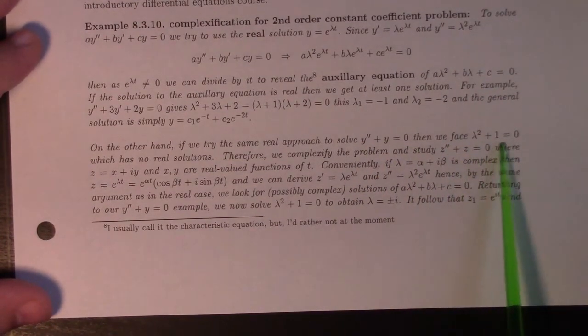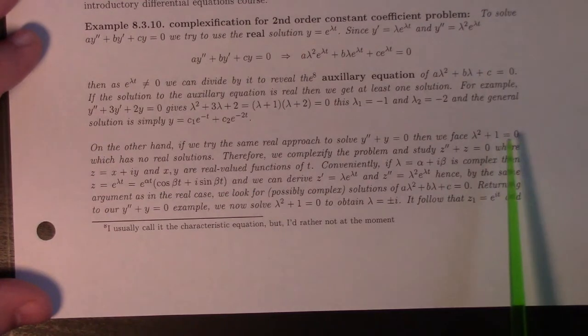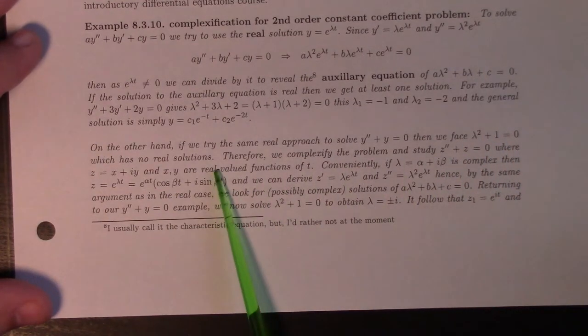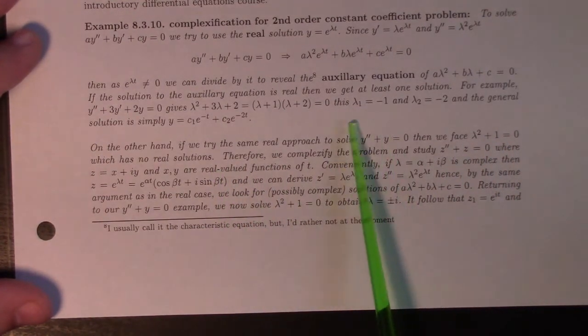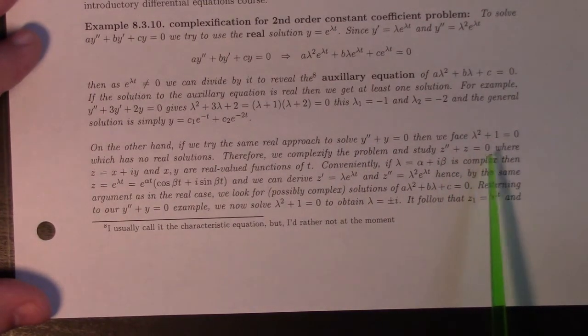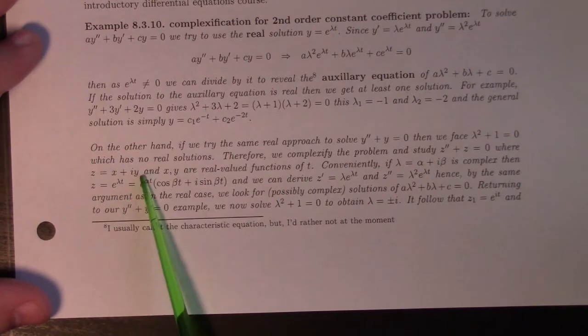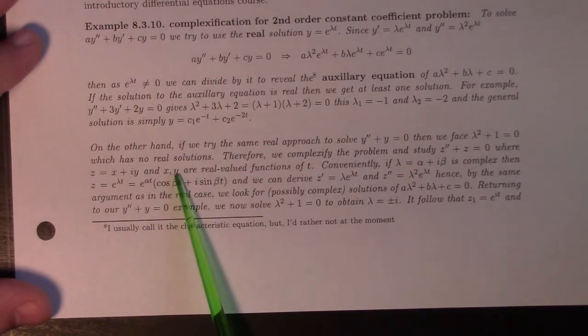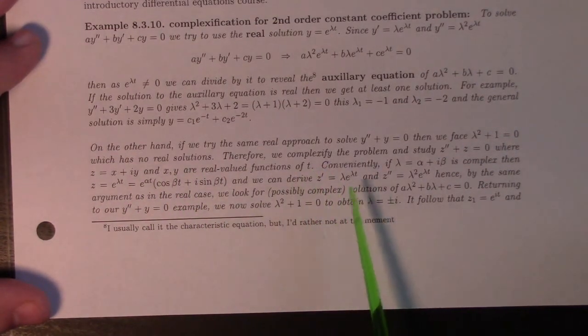That would give us the auxiliary equation lambda squared plus 1. All right, well, that has no real solutions. So what we do is take this given problem and complexify it. We study z'' + z = 0, where z is x + iy, and x and y are real-valued functions of t.